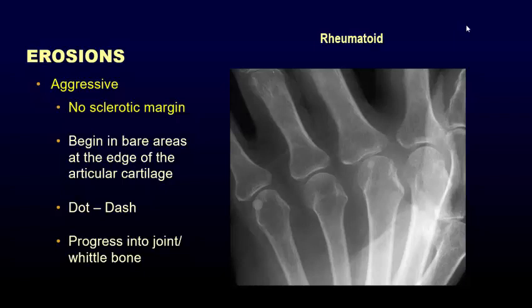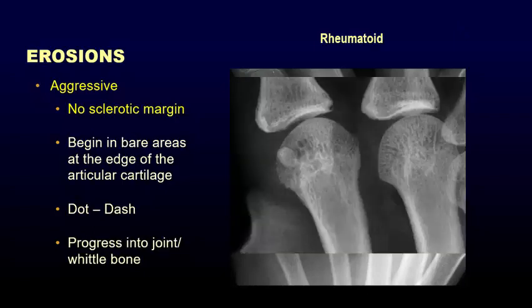The idea is that these are erosions that are actually changing while you're looking at them. They lack a sclerotic border. These will begin in the bare area of bones at the margins of joints where there's no cartilage protecting the bone and where it allows direct synovial contact. The erosions begin by whittling away at the white cortical line and margins of the joint.